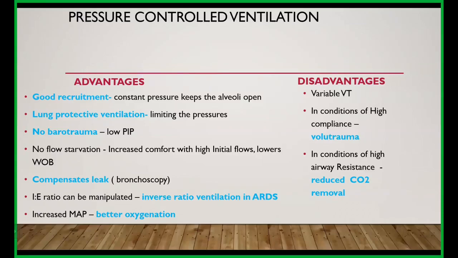The I:E ratio can be manipulated, that is inverse ratio ventilation as seen in ARDS. Increased mean airway pressure gives better oxygenation. So this is a good mode for hypoxemia, type 1 respiratory failure.